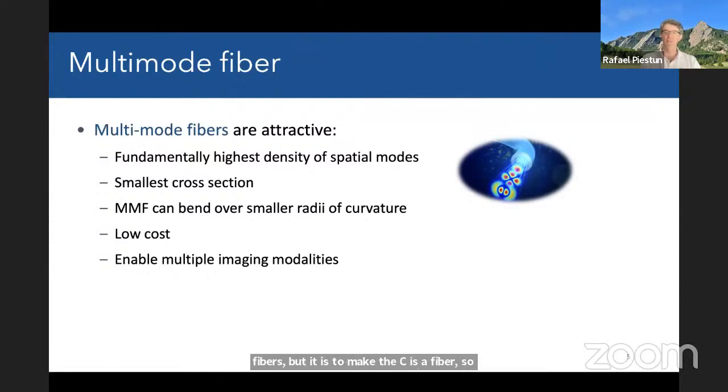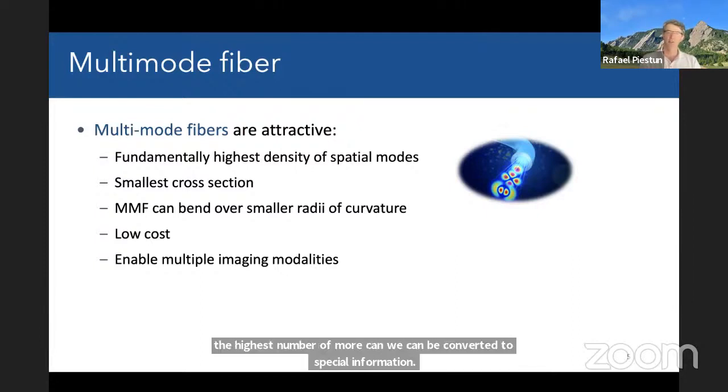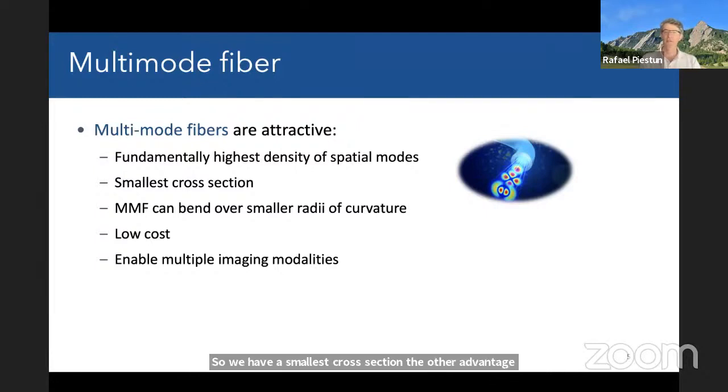So typically we use fibers that have a core with a higher index and with a parabolic or a flat-top cross-section. Because we can pack the highest number of modes, each mode can be converted into spatial information. So we have the smallest cross-section. The other advantage is that they can bend, and that's an advantage over rods of GRIN lenses. They have a relatively low cost, although I expect that with the specialization of fibers, these are going to become more expensive. But also importantly, they enable multiple modalities of imaging, as we are going to see today.